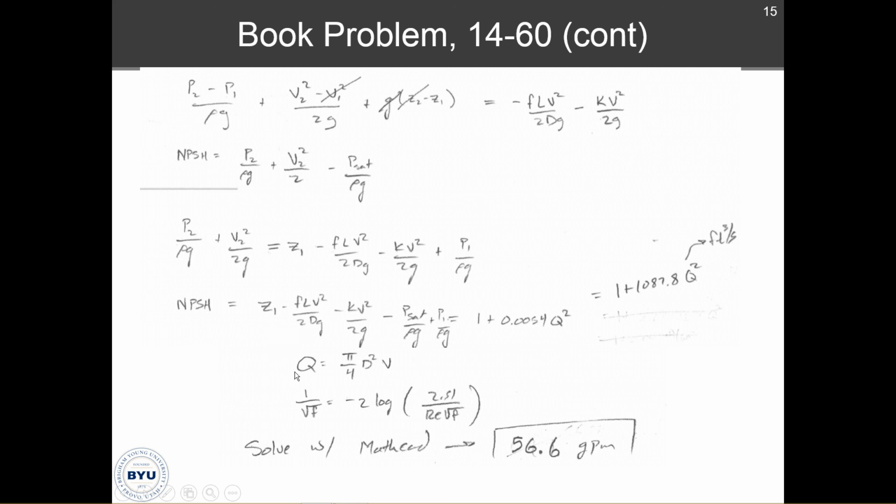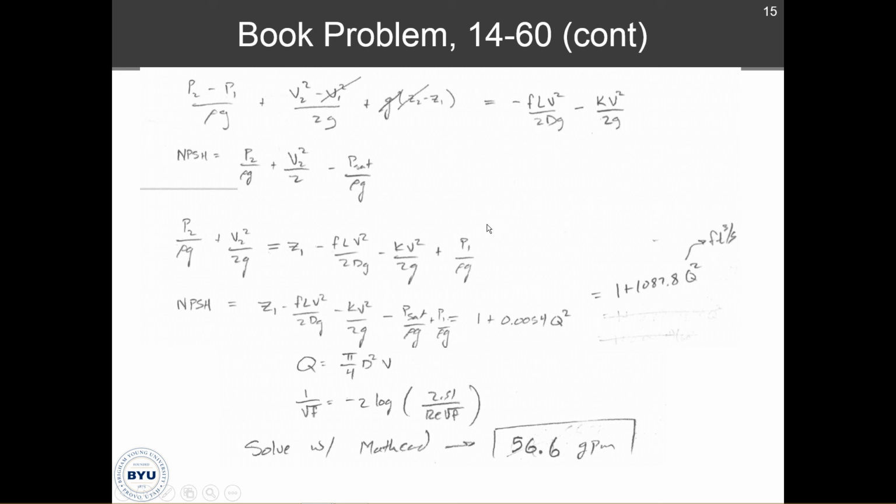So we use a subsequent equation where we define Q as equal to pi over 4 d squared times velocity. Or in other words, the velocity times the area is the volumetric flow rate. For our third equation, because we don't have F either, we use the Colebrook equation to develop an expression for F. Once we do this, you can simply do a system of 3 equations and 3 unknowns. In this case, you can solve with MathCAD to find out that the flow rate for this system to prevent cavitation is 56.6 gallons per minute.